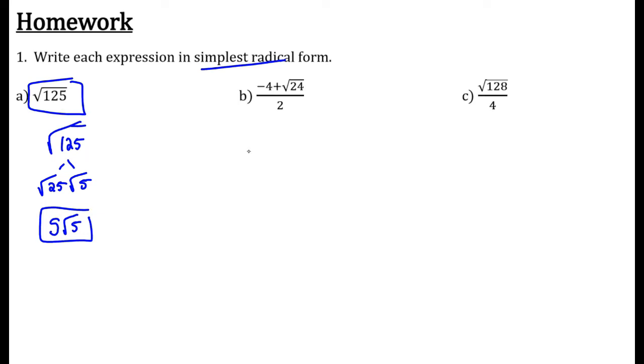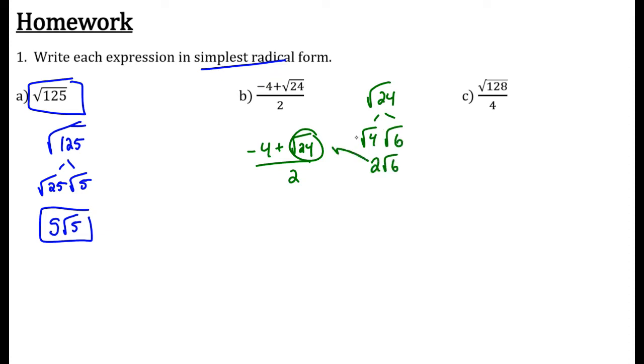I have negative 4 plus the square root of 24 all over 2. Well, let's deal with the square root of 24. Let's come over here. Let's tear apart the 24. I know it's so tempting to divide 24 by 2, but you are not allowed to do that because we need to take that square root first. So 24, what are my perfect squares? 1, 4, 9, 16. I'm thinking 4. 4 times 6, good. So 2 square roots of 6 really is what goes into that circle.